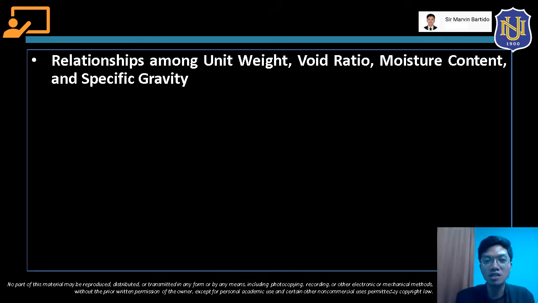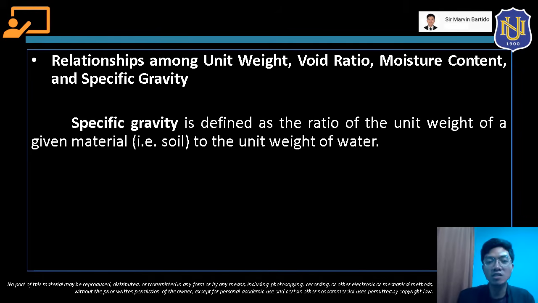Okay, so let's now proceed doon sa relationship ng unit weight, void ratio, moisture content, at saka specific gravity. So lahat, class, ng mga madederive natin dito, ang magiging reference natin is yung void ratio. Mamaya papakita ko kung ano yung gagawin natin sa void ratio sa lahat ng mga ide-derive natin dito. And anyway, yung specific gravity, class, hindi ko pa ito na-i-introduce sa'yo. So yung specific gravity, this is defined as the ratio of the unit weight of a given material to the unit weight of water.